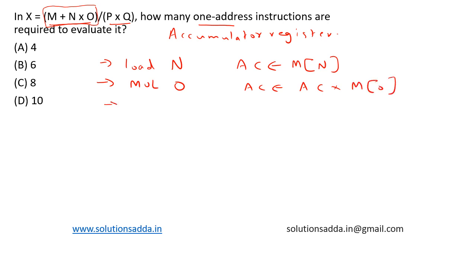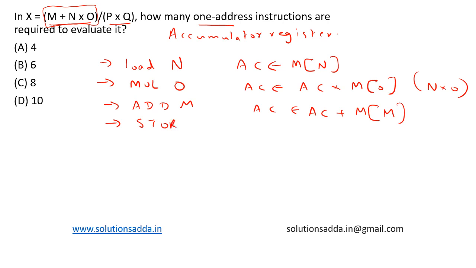Now we add it with M, that is, add M. So inside the accumulator the current value will be this multiplication result. This is n into O. This would be there in accumulator. This will be added with memory location of M. Now we need to save this value. So we store the result as T. So to the memory location T, we are storing the value of accumulator.